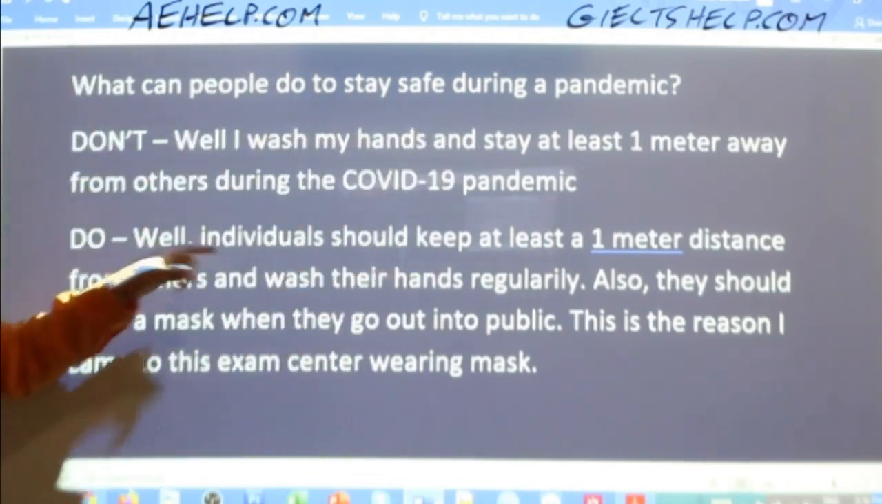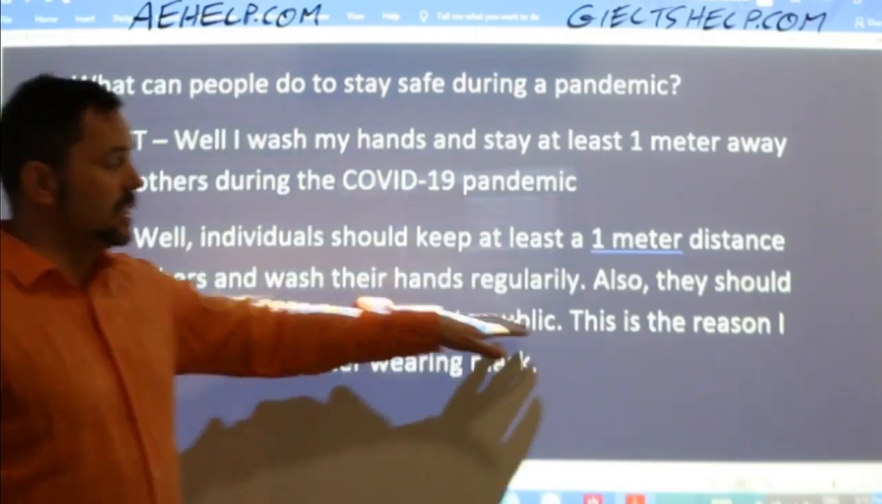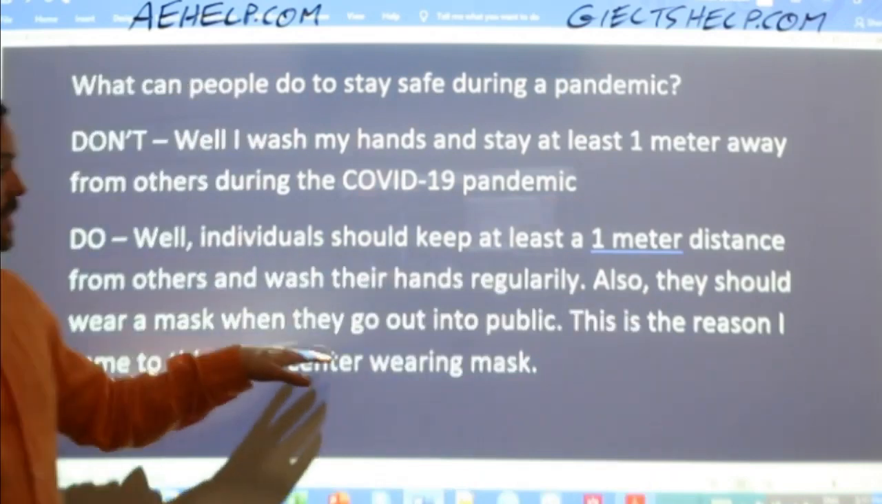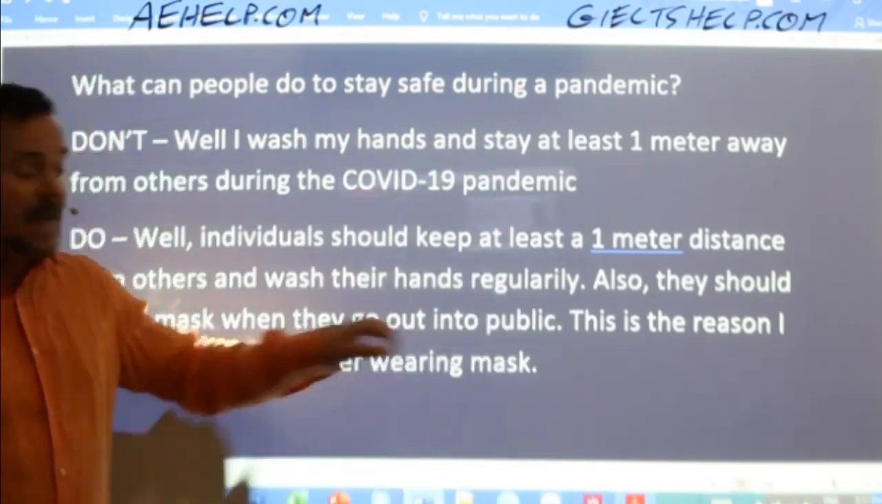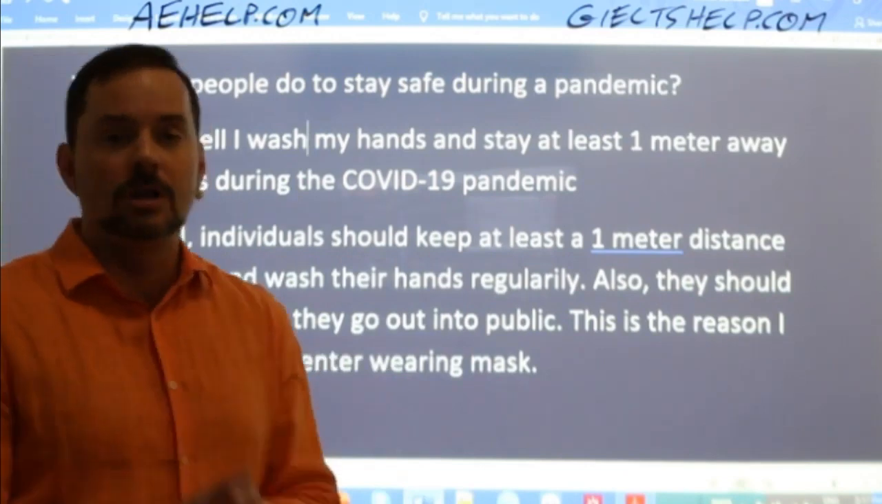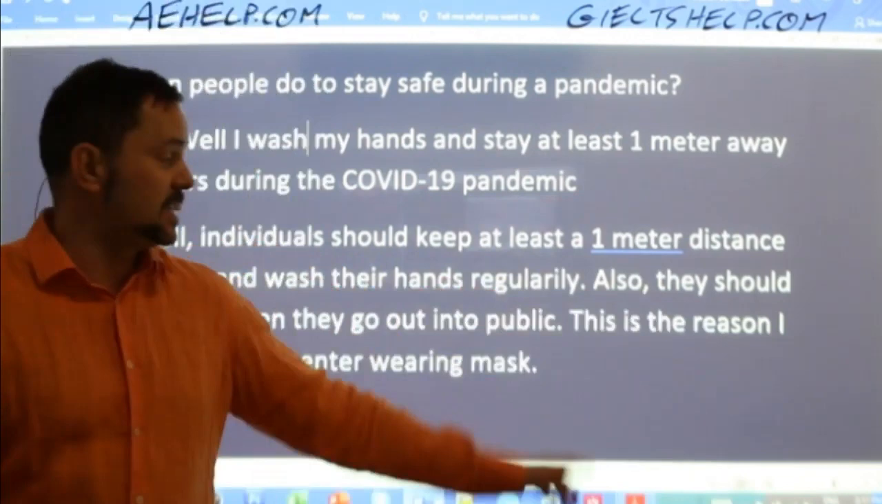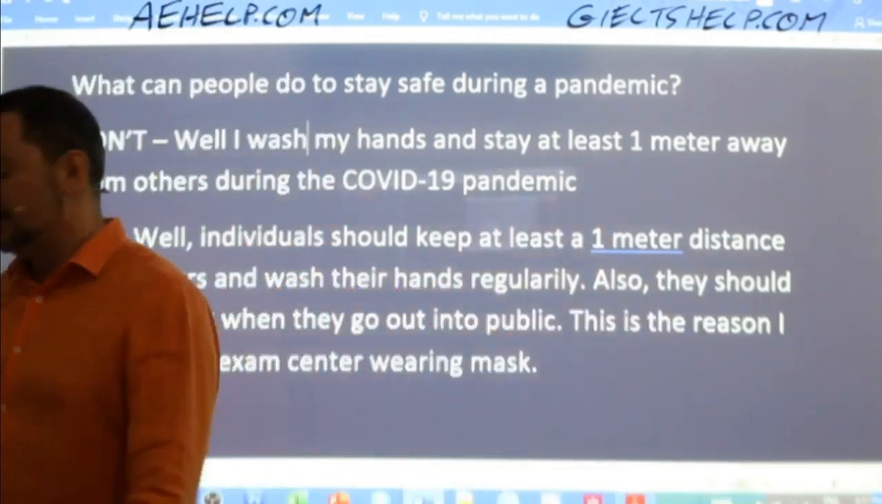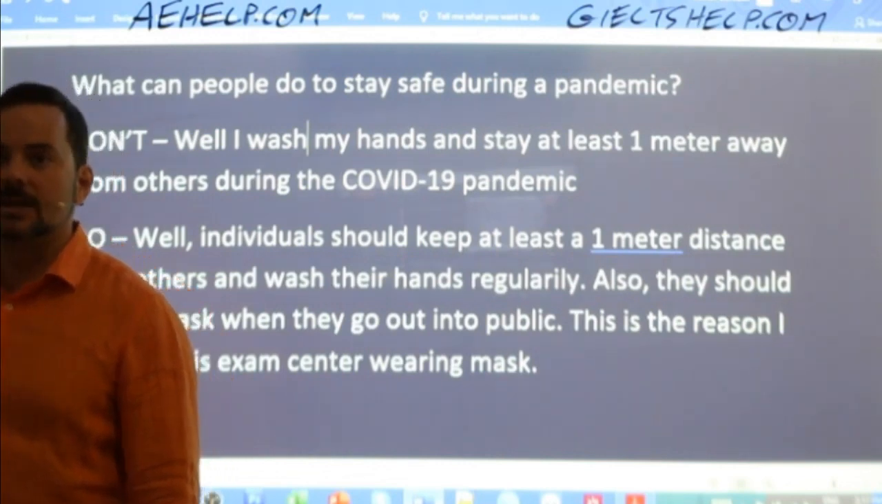But if you say, well, individuals should keep at least 1 meter distance from others and wash their hands regularly. Also, they should wear a mask when they go out into public. This is the reason I came to this exam center wearing a mask. That's okay. And you will get points for that kind of a visual, personal example. Don't say, for example, I came to this, okay? Just say, this is the reason. Does that make sense for Ferdovs? So yes, you can use it. The better question is how to use it, okay? How to use it.